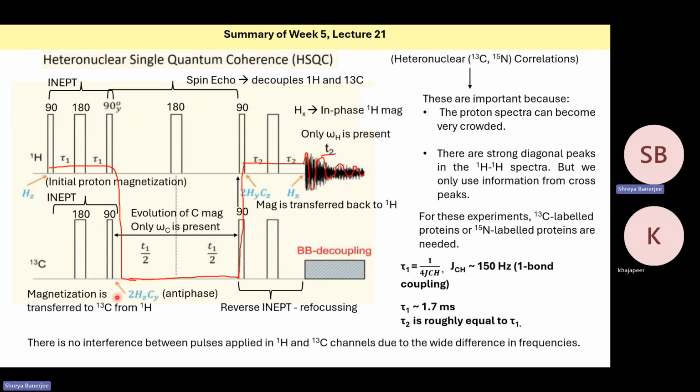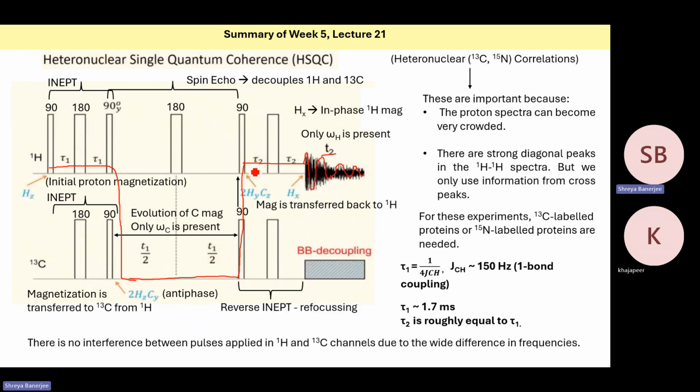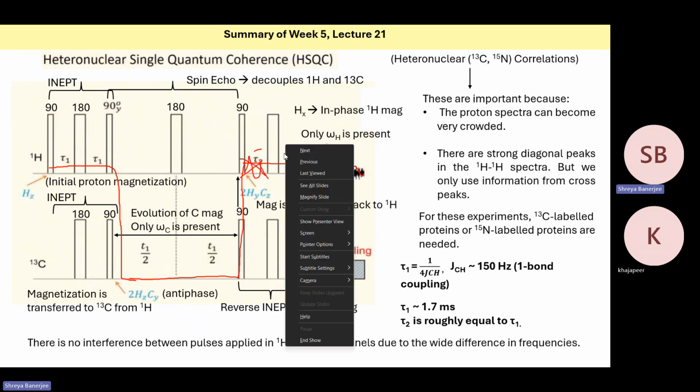So these are terms which have two magnetization components. Similarly, when you have a transfer from C back to H, you will have two magnetization components. But now that it has transferred back, why are we not immediately collecting the FID from here? We don't do this. We give a time delay of tau 2 first.